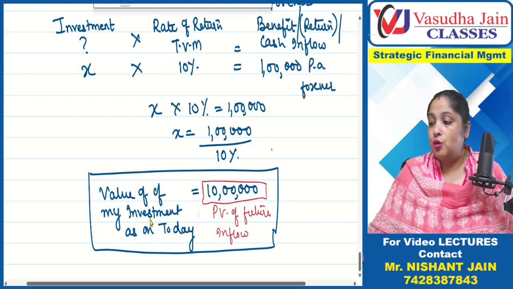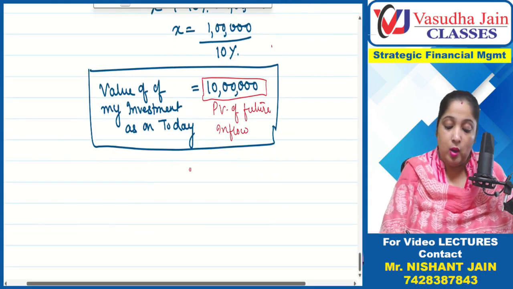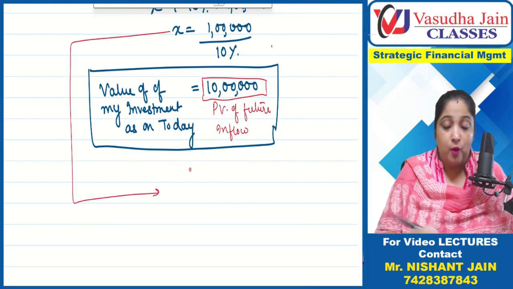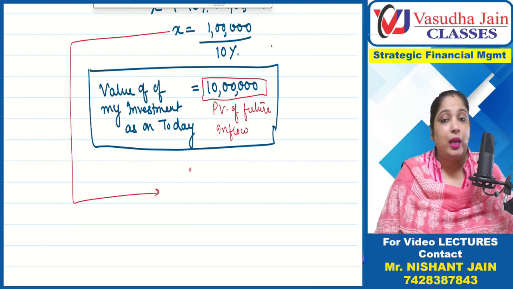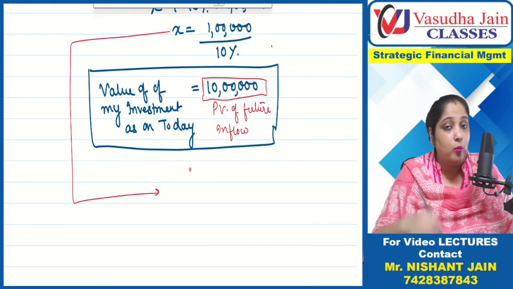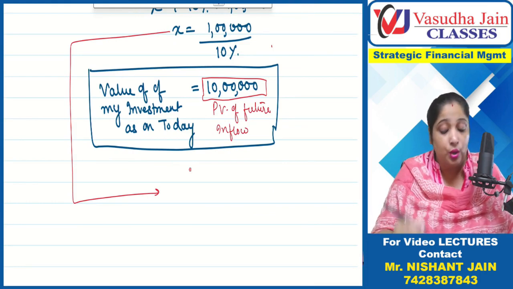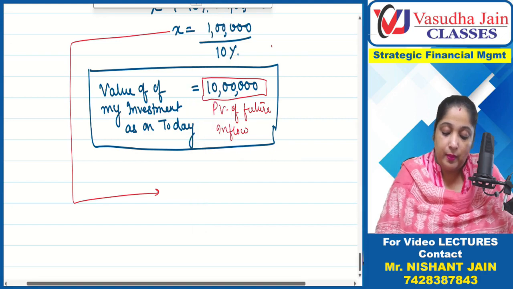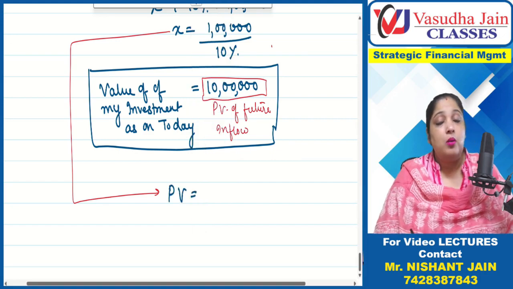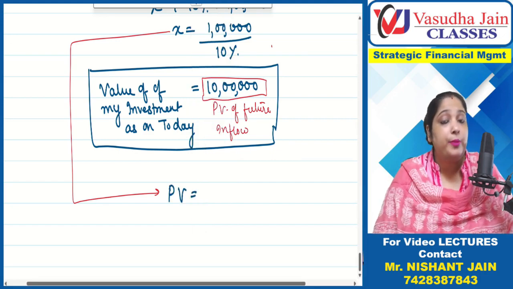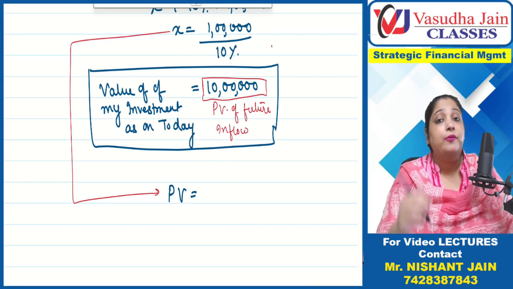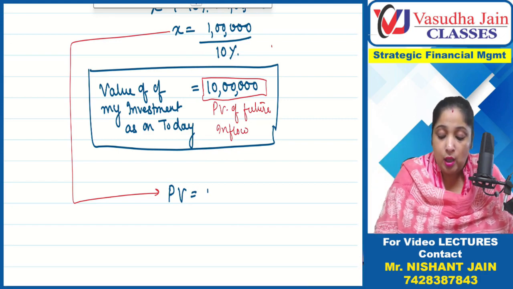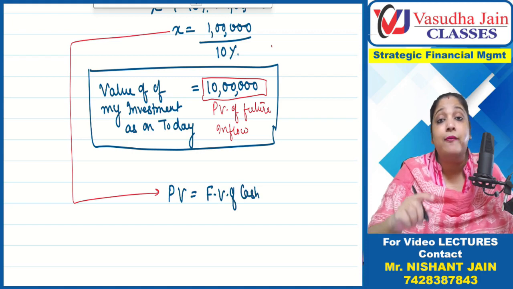Now I want to make a formula out of this. This X is what I am trying to find out, the present value. How much should I invest as of today? So this is present value. How have I computed present value? 1 lakh was the future inflows which I am going to get, the cash inflows which will come forever.